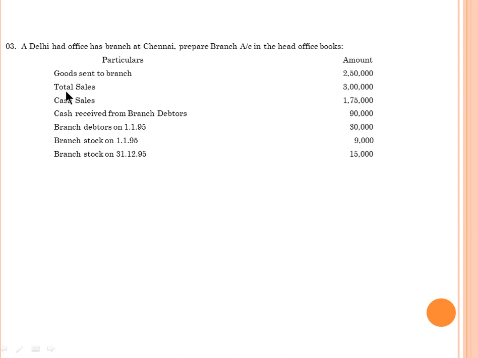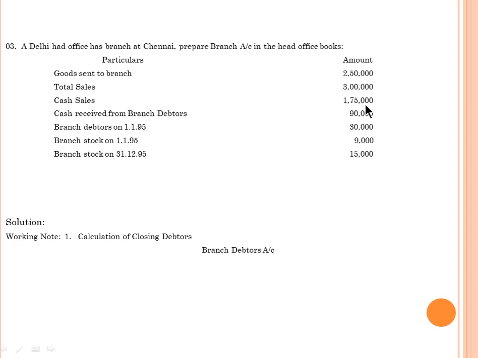And second one, the total sales is given 3 lakhs and cash sales is given 1,75,000. And what is the credit sale? Total sales minus cash sales, the balance amount we are going to call as credit sales. Here total sales how much? 3 lakh. Cash sales 1,75,000. And what is the remaining balance? 1,25,000. We are going to take it as credit sales. Now we are going to work out the problem. See the solution. The working note number 1, the calculation of closing debtors.